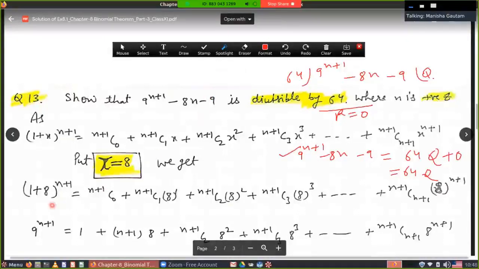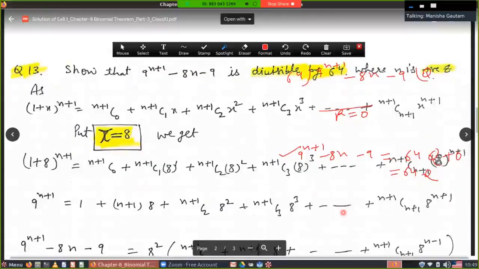Now in the expansion, the requirement is 9 to the power n plus 1. If you put x is equal to 8, then you will get 9 here. So put x is equal to 8 in the expansion. You will get n plus 1 C0, n plus 1 C1, 8 to the power 1, and n plus 1 C2, 8 to the power 2, and so on, up to the last term.